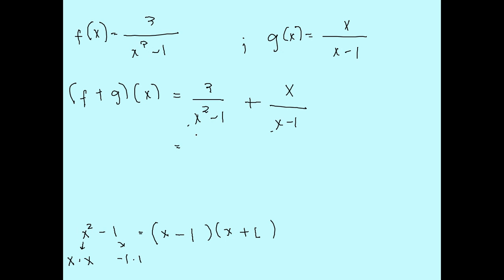okay, we can use the FOIL method po. Okay? Para makita natin kung x squared minus 1 po yung magiging resulta kapag ito po yung pinag-multiply natin. So, we have x times x. That will be x squared.